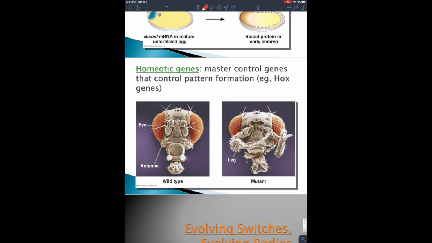Homeotic genes are the genes that control pattern formation, so where things should be developing on an organism. We have wild type versus mutant flies here. Wild type is normal. Those Hox genes determine where the eye should be and where the antenna should be. And here's my mutant, and we have a little problem: we are now growing legs where the antenna should be. So there's an issue with the Hox genes. Those Hox genes control the pattern formation where things are supposed to develop.